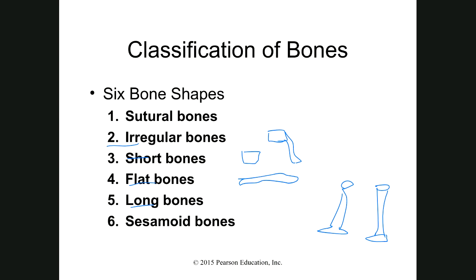Sometimes you might see a bone that looks like a sesame seed, so we call that sesamoid. The only sesamoid bone in our body is the patella. Let me show you a little bit. And sutural bone, we're going to talk a little later about joints, and one type of joint in which it doesn't move at all, we call that suture, like in the cranium.